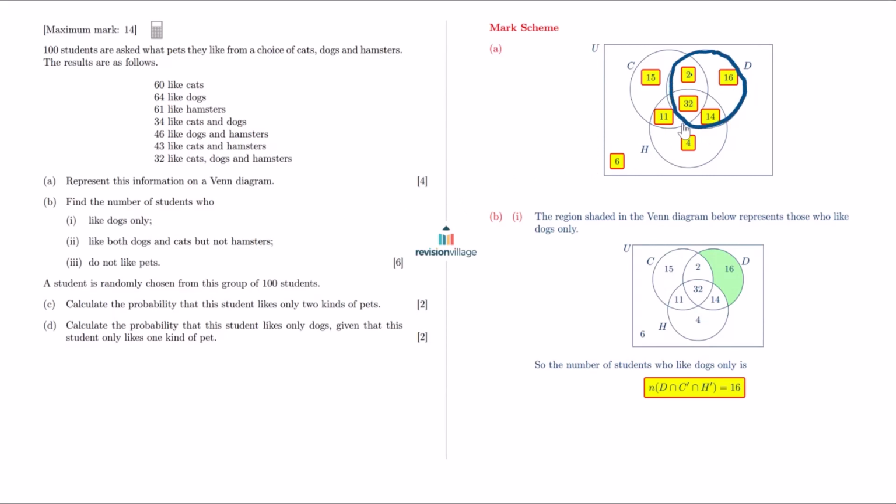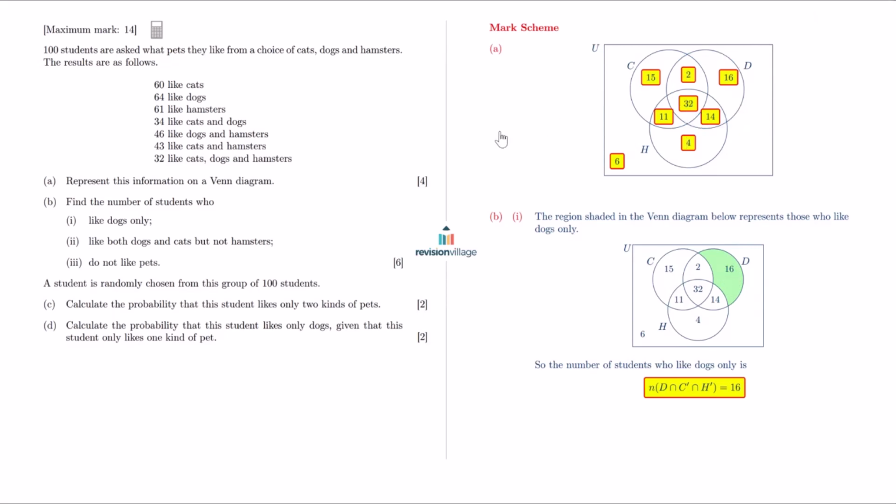But this dog set here is made up of 4 parts. We have this 2 here, which represents the students who like dogs and cats but not hamsters. We have the 32 that like all 3 animals. We have the 14 that like dogs and hamsters but not cats. And then we have this 16 here, which represents the number of students who like dogs, but they didn't like cats or hamsters. So our answer here for the first part, and this is shown in this light green shading here, we have 16 students that like dogs only.